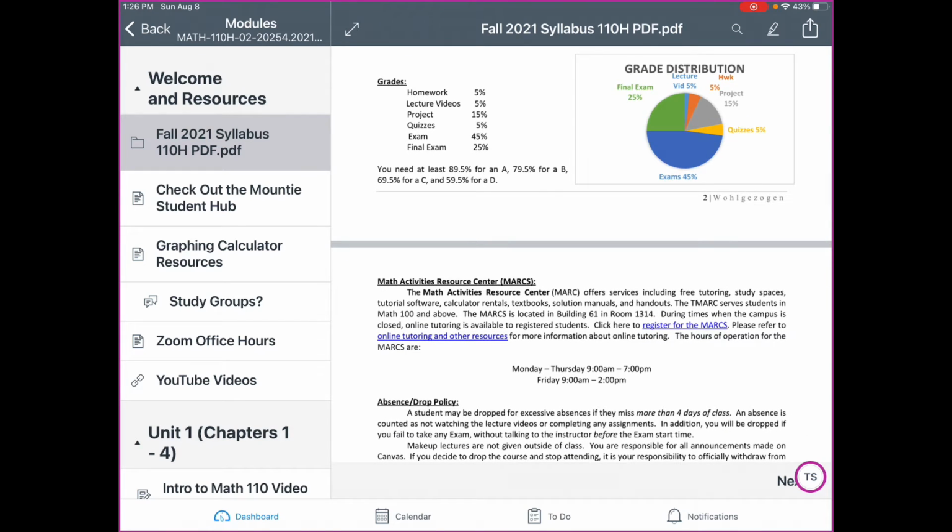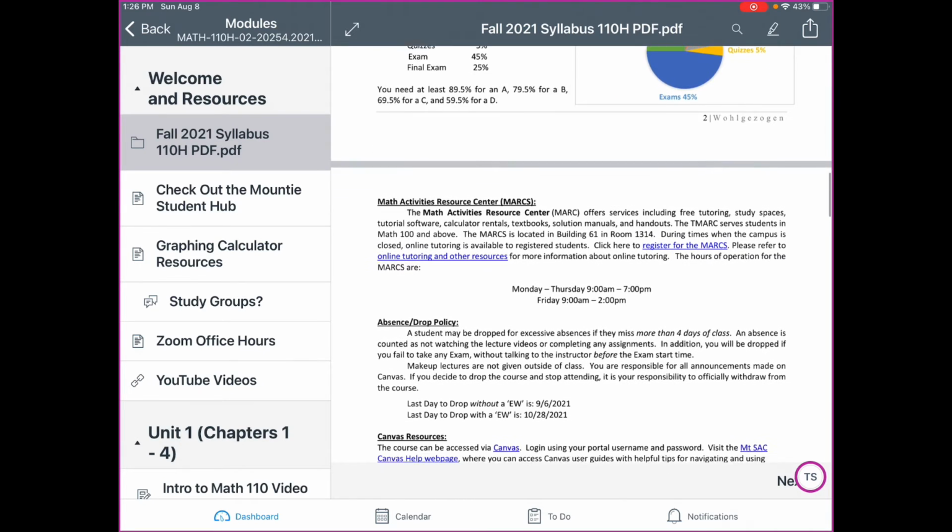The grade breakdown here for our grade distribution is given, and you'll also need to have an 89.5% or higher for an A, a 79.5% or higher for a B, and so forth. Also, please note that there is no extra credit assignments given in this honors course.